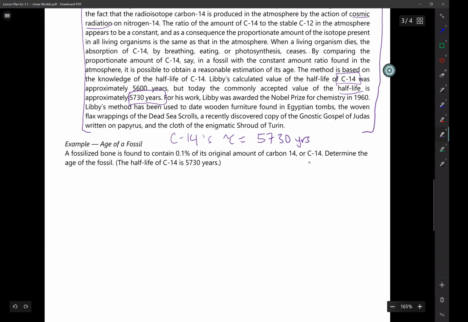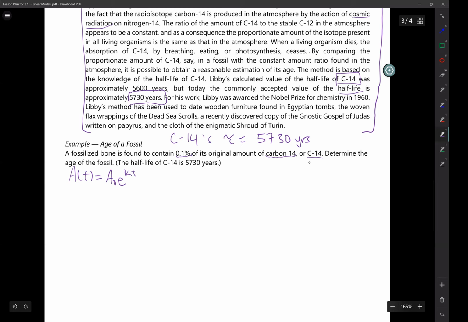So let's use that to figure out the age of a fossil. Here in this example, it says they found a bone that's found to contain 0.1% of its original amount of carbon-14, or C14. Determine the age of the fossil. Okay, so again, we use the model to start with. So always start with the model. A of T is equal to A naught e to the KT.